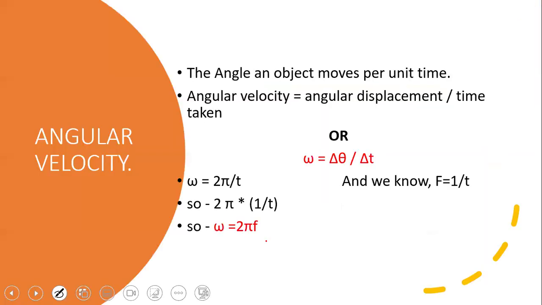Now, when we talk about angular velocity, what is angular velocity? Angular velocity is the angular displacement per unit time. So if I take the angle traveled by the object per unit time, that will give me the angular velocity. The symbol for angular velocity is, just give me 1 second, hold on.